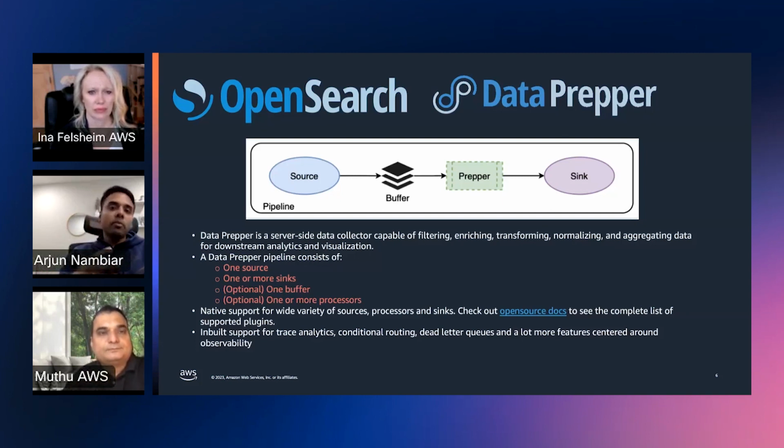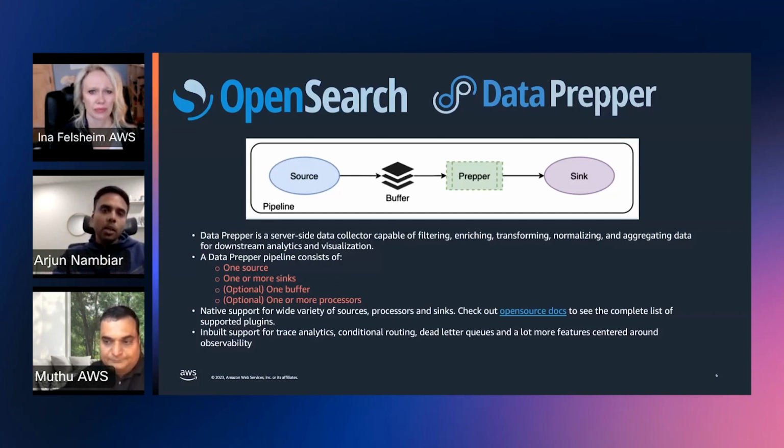Apart from that, there are also a lot of advanced features. We have first class support for trace analytics. For example, if you need to run a distributed trace analytics pipeline, we can do that along with the observability plugin on the OpenSearch side, along with Data Prepper trace analytics. You can get very granular insights about what sort of traces are there in a distributed system.